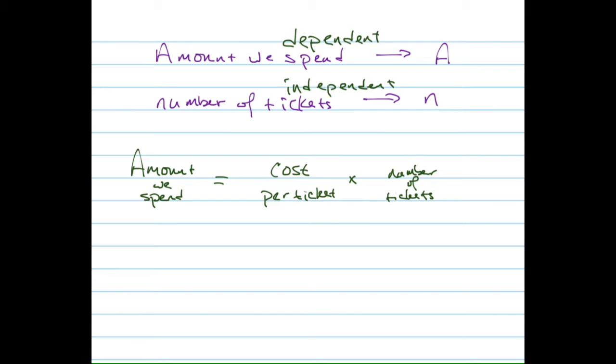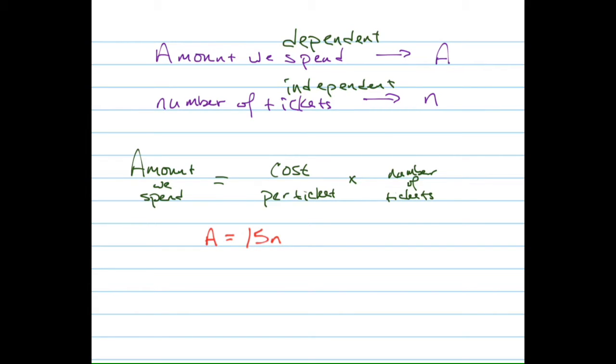And we can plug in the things that we know. We said that A is going to be the amount we spend. The cost per ticket is 15. And the number of tickets is N. So now we've written the amount we spend as a function of the number of tickets you buy. Now we need to identify the domain and range.